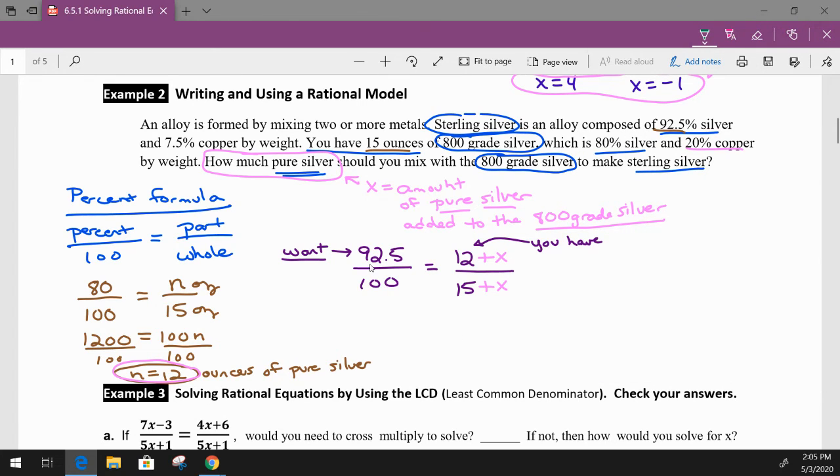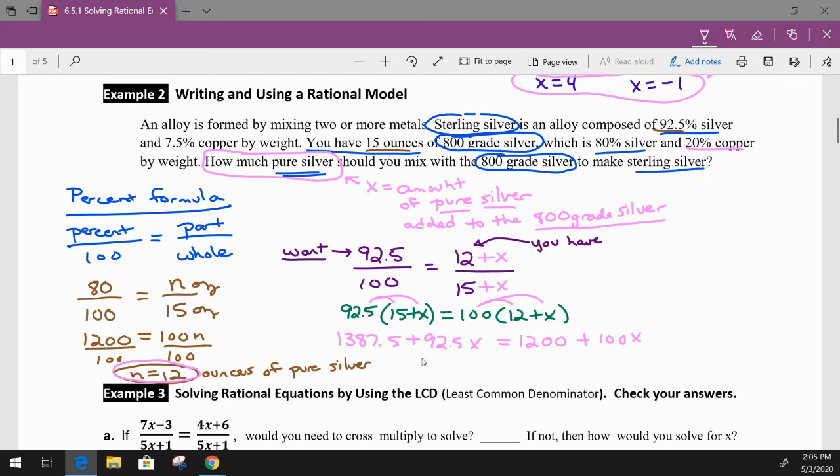So if I take the 92.5 times the denominator, 15 plus X, that is going to equal now 100 times the numerator over here, 12 plus X. Then we would distribute on both sides. So the 92.5 times 15 is 1,387.5 plus 92.5x, and that is going to equal 1,200 plus 100x.